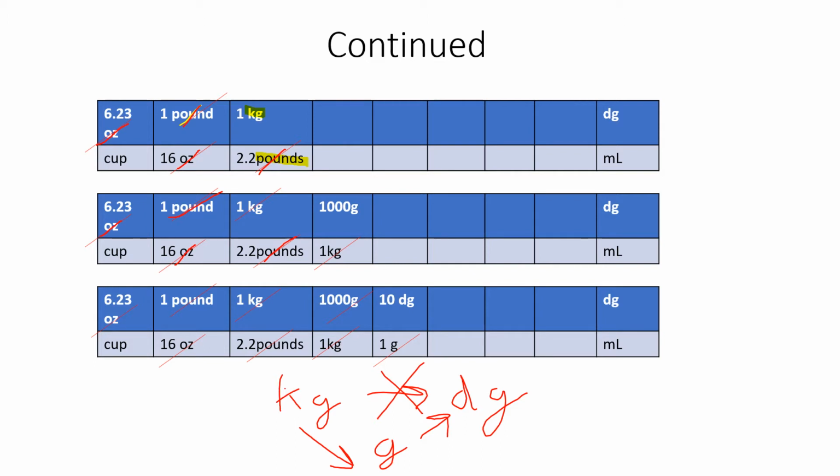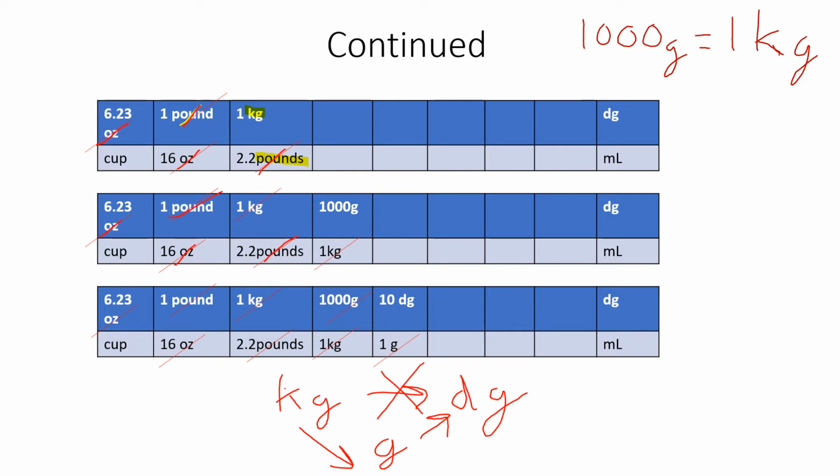So the relationship between kilograms and grams is that 1,000 grams equals 1 kilogram. So now we're using that. What do we want to get rid of? We want to get rid of our kilograms. We started with kilograms in the numerator.